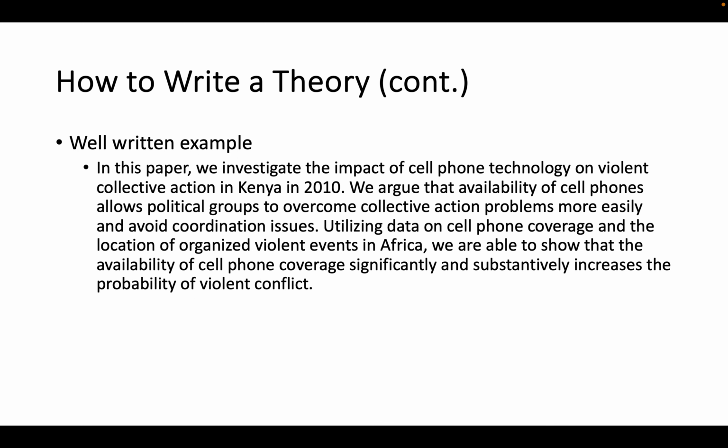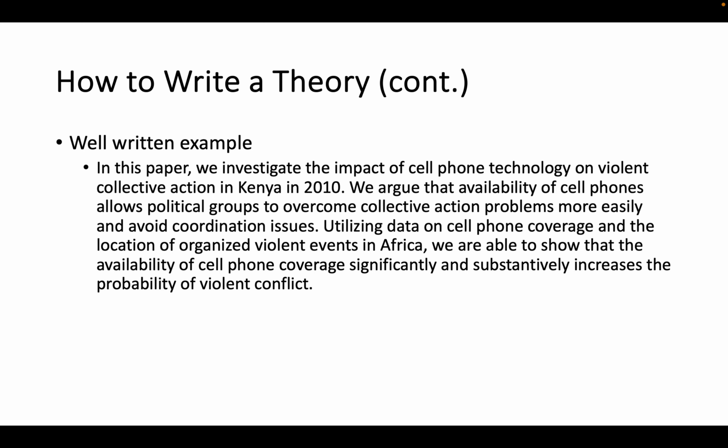Here's another good example, a well-written example. In this paper, we investigate the impact of cell phone technology on violent collective action in Kenya in 2010. We argue that the availability of cell phones allows political groups to overcome collective action problems more easily and avoid coordination issues as well. Utilizing data on cell phone coverage and the location of organized violent events in Africa, we're able to show that the availability of cell phone coverage significantly and substantively increases the probability of violent conflict.